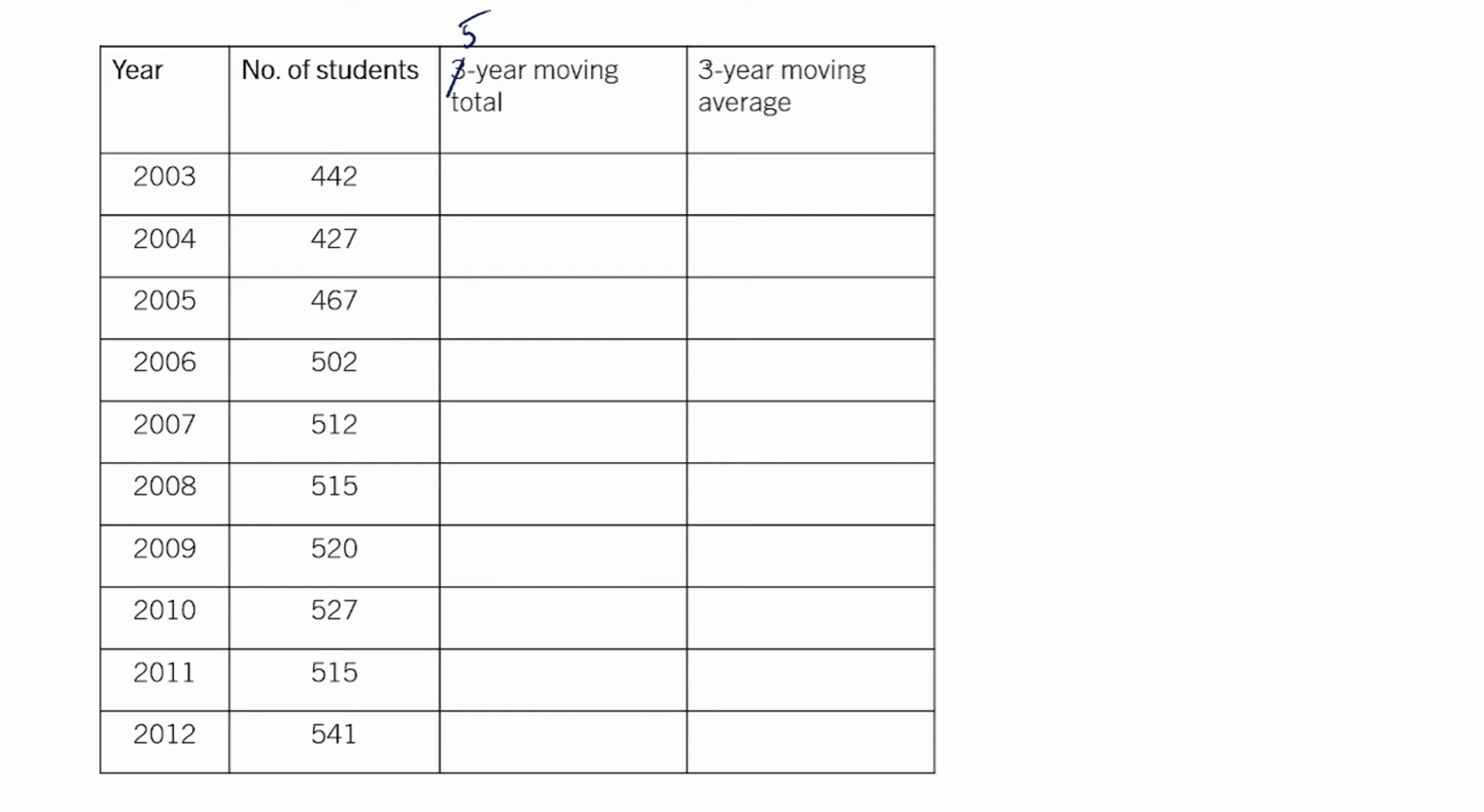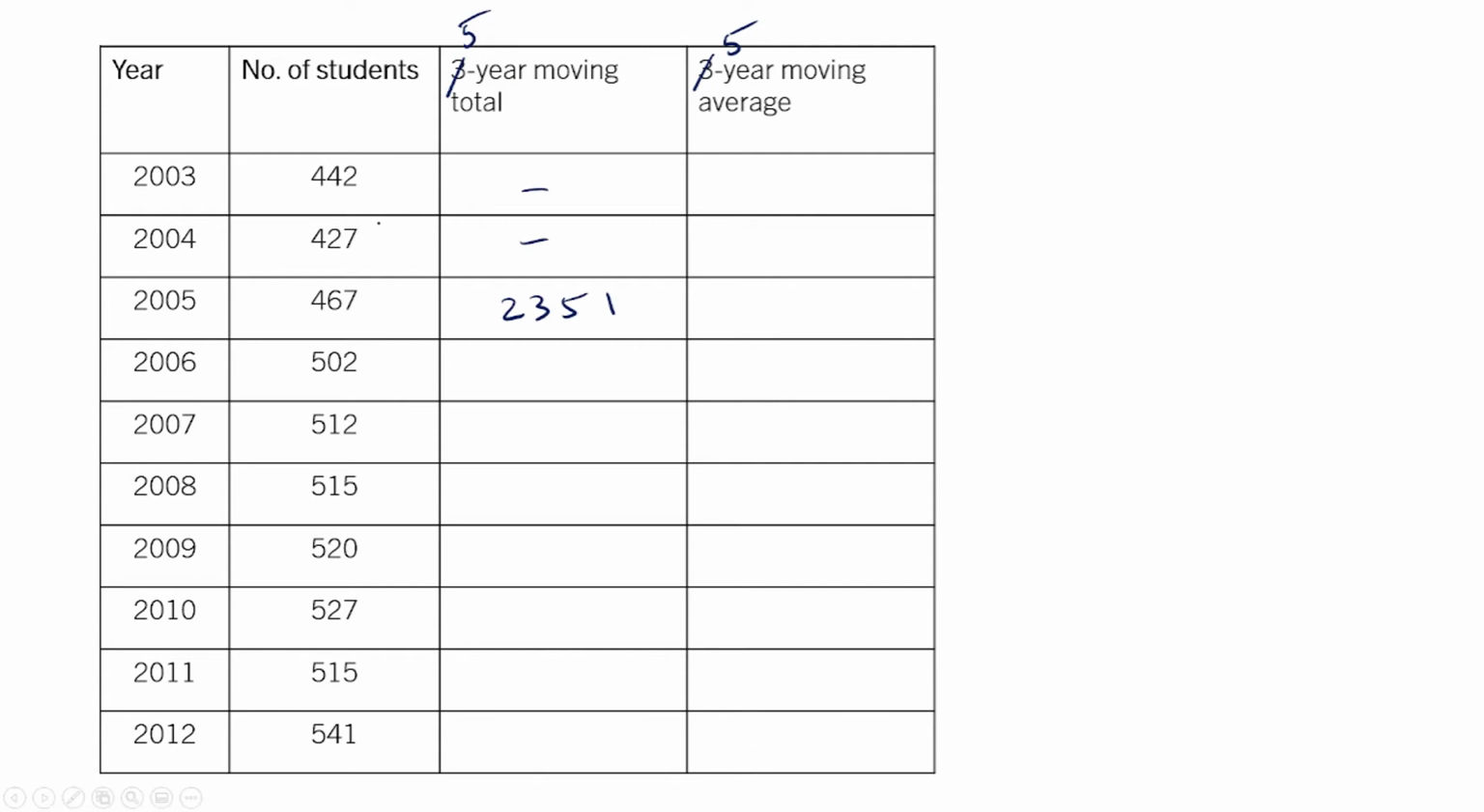Now the given data is written here. So for various years, the number of students who have studied in the school is given here. Now let us calculate the 5-year moving total. So we have to add these 5 years data. Okay, it is 442 plus 427 plus 467 plus 502 plus 512. So when we add all these, we get 2351.